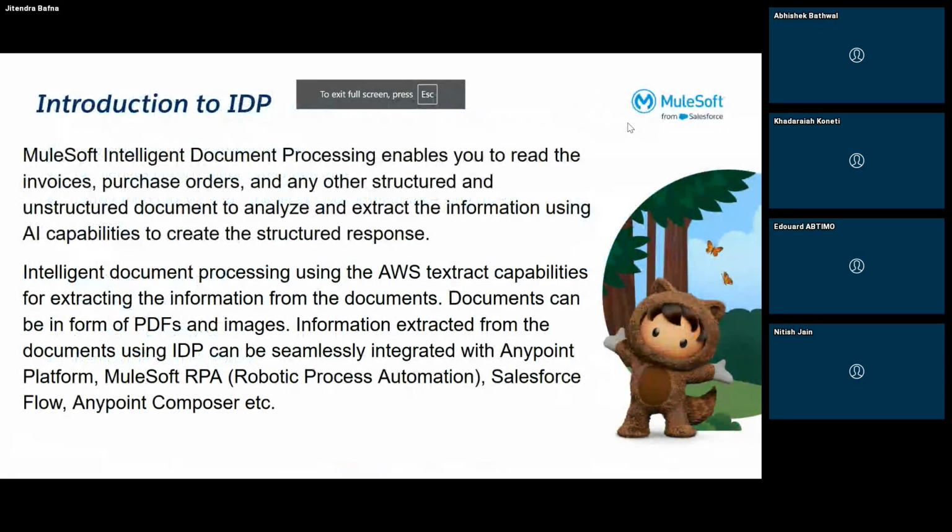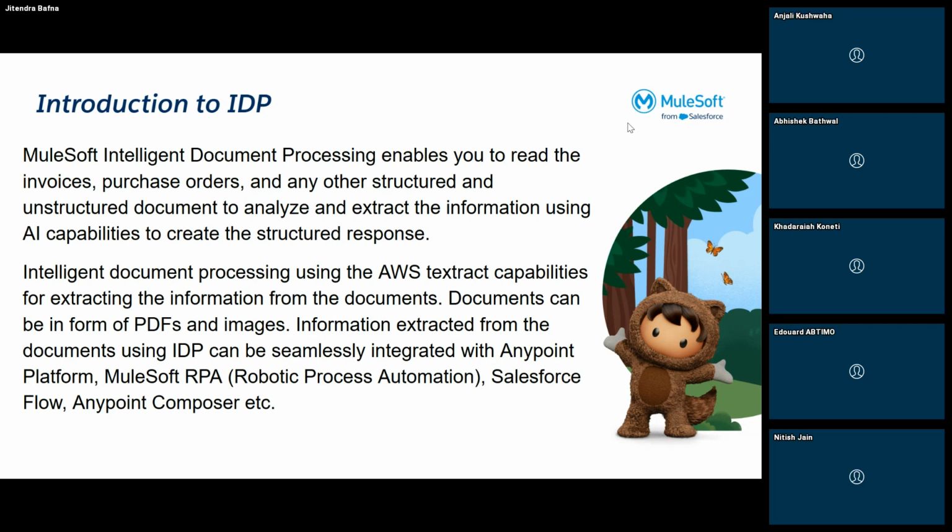So what is IDP? As I mentioned, IDP is intelligent document processing, which extracts the information from purchase orders, invoices, or any structured, unstructured or semi-structured documentation. Once it extracts the information, my question is, how is the IDP extracting information? IDP is using pre-trained AI models, which are not large language models, and it is using the capability called OCR, optical character recognition, to extract the information from those PDF files or images, right?